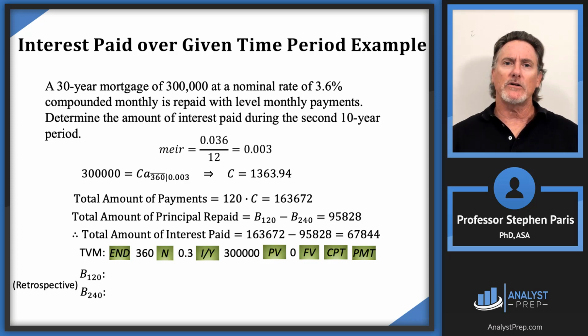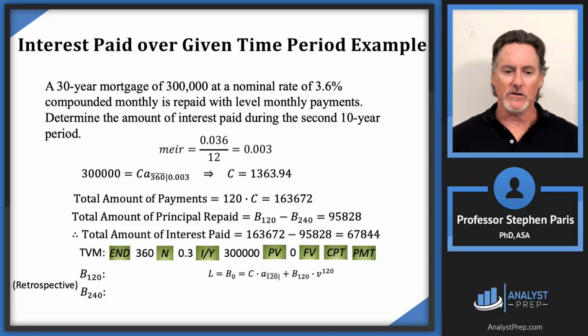So what I'm wanting to do there is compare the balance at time 0 with the balance at time 120. And this is how I would do that. The balance at time 0 I think of as the present value. The balance at time 120 I think of as the future value. The payments are capital C between those two time periods, and there's 120 time periods between those two values.